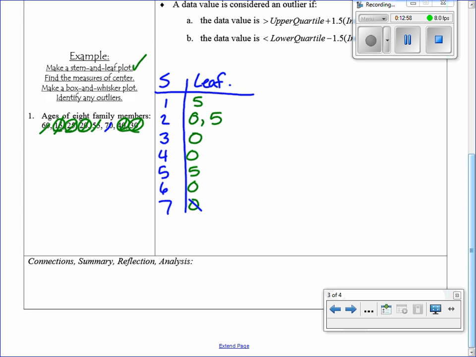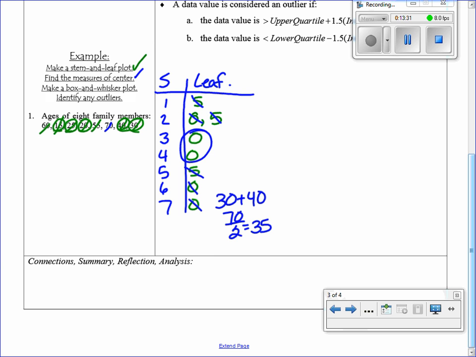So I go from 70, 15, my lowest and my highest, cross them out. 60, 25. 55, 20. And so my two numbers in the middle are 30 and 40. So 30 plus 40 is going to be 70. I divide that by 2. I end up with my median of 35. Okay, so there's my measure of center.